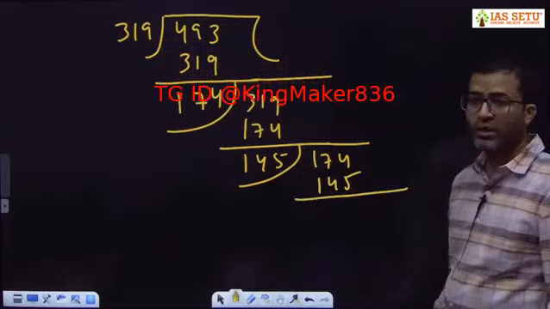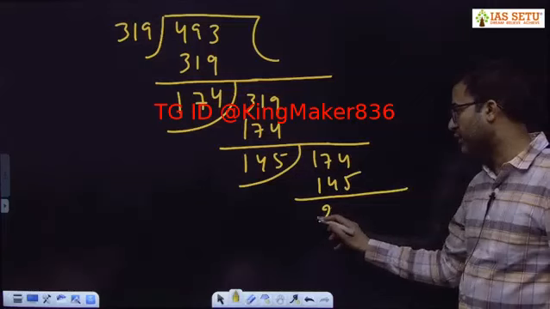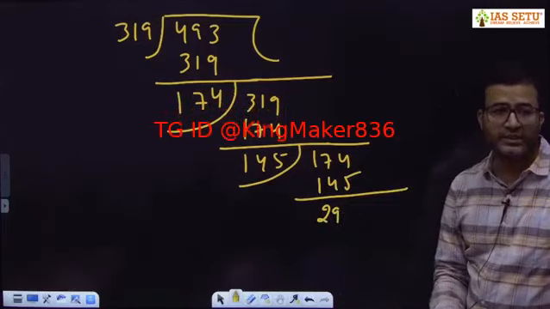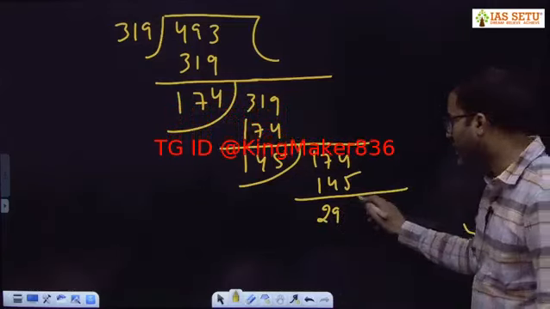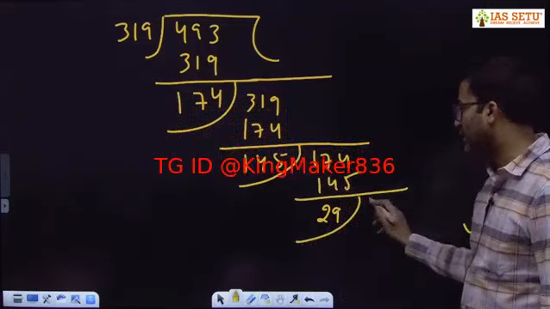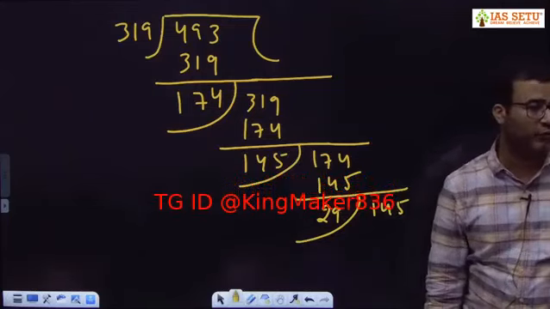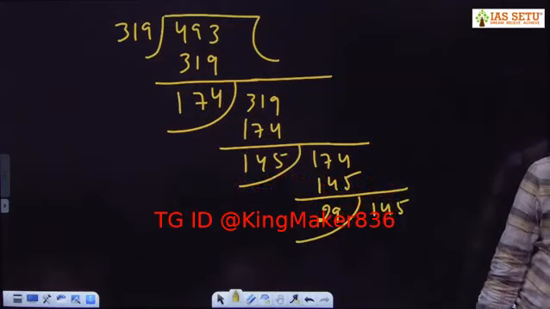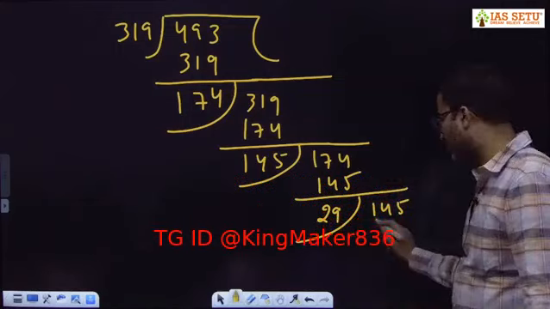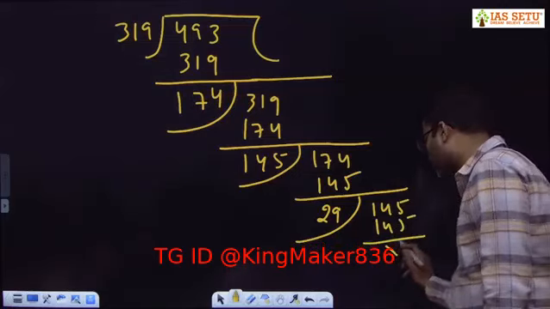145. Again we take remainder 29. Again we repeat the step. Here this 29 will become next divisor and the last divisor become number. So we try to divide 145 by 29. 29 5s are 145. Your remainder is 0.